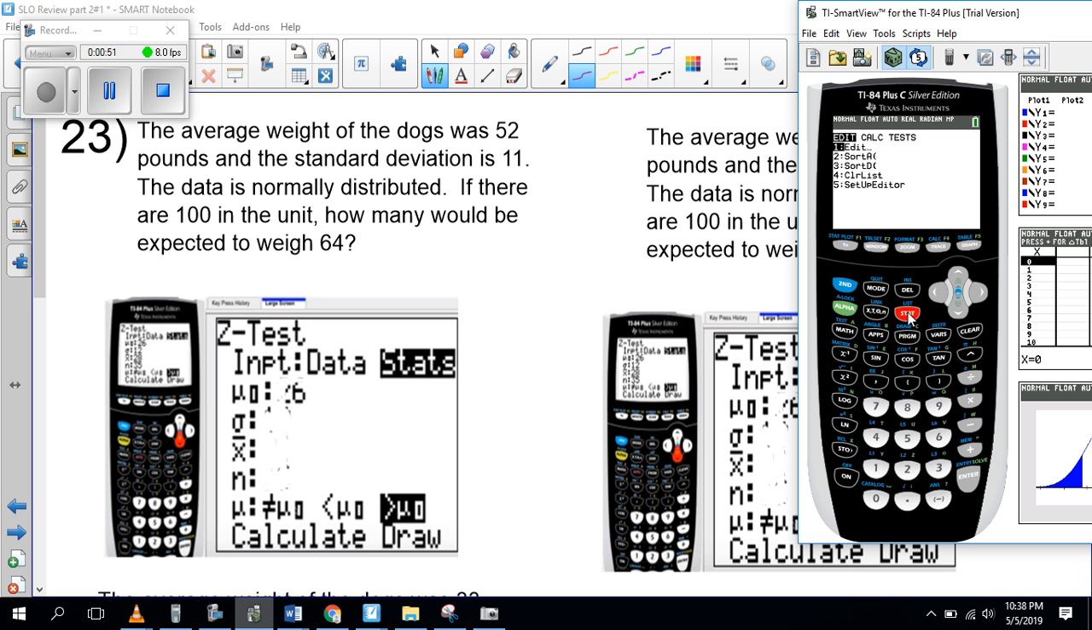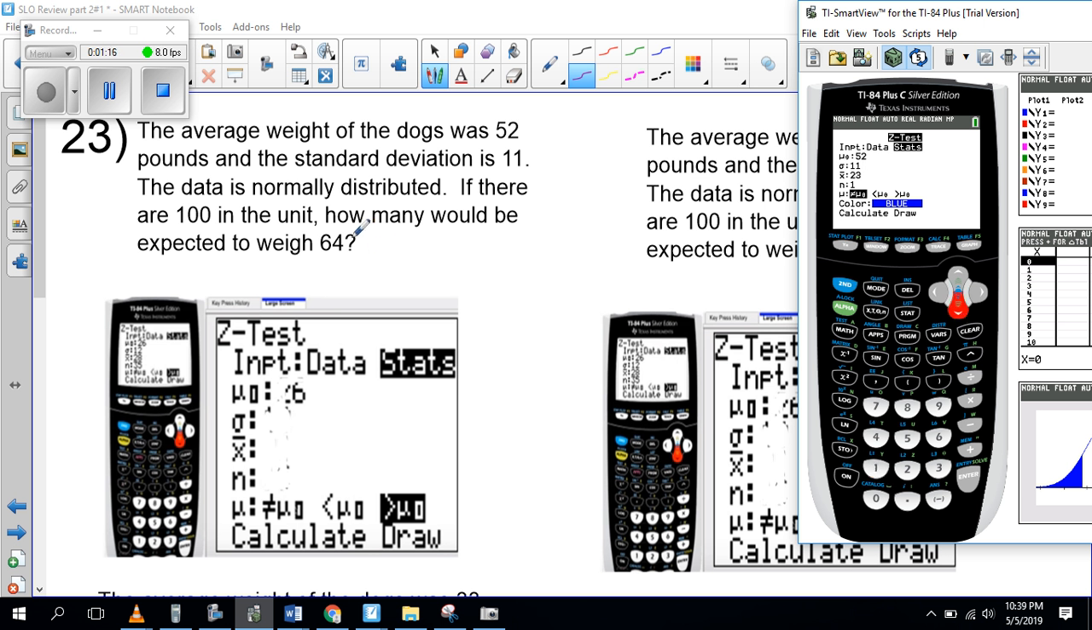Okay, so here we go. We go over the stats, we go over the z-test, and we make sure it's on stats. Okay, so we're going to have a mean of... It says the average. If it says the average, that's another way of saying mean. So the mean or average is 52. They got a standard deviation of 11.